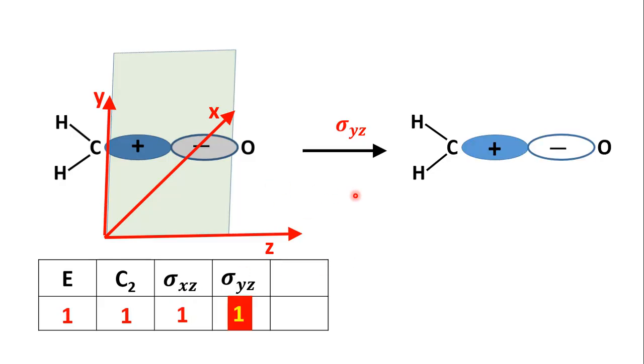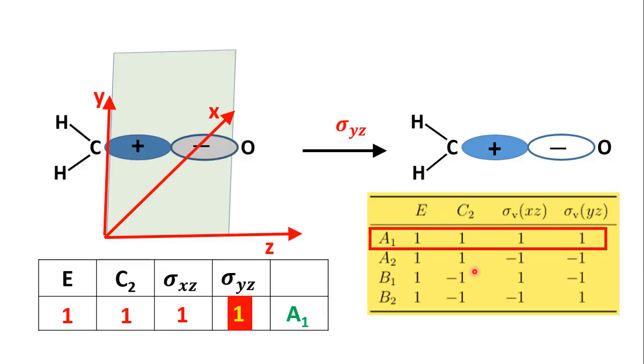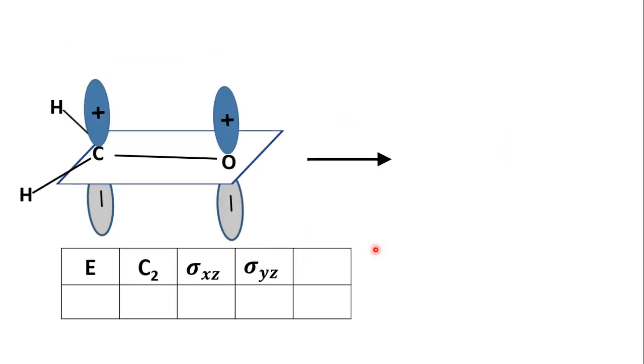Then we apply the sigma yz operation to the sigma star molecular orbital. We get the signs remaining unchanged because this plane is perpendicular to the molecular plane, passing through both the lobes of the sigma star orbital. Since both the lobes of the sigma star orbital are present in the plane itself, the signs are unchanged and you get 1. Look at the character table. There is a sequence of four 1s. This corresponds to A1, and so the symmetry of the sigma star molecular orbital is A1.